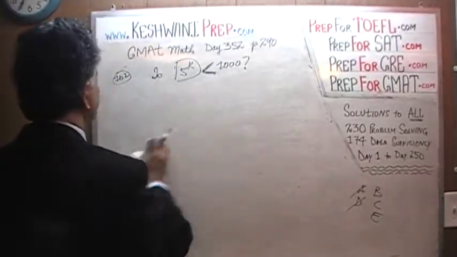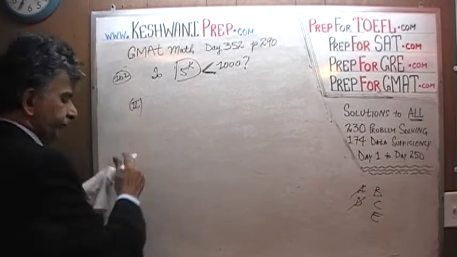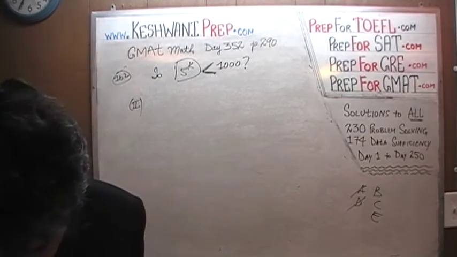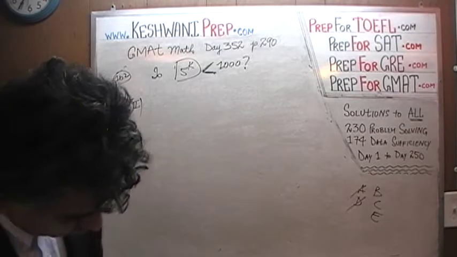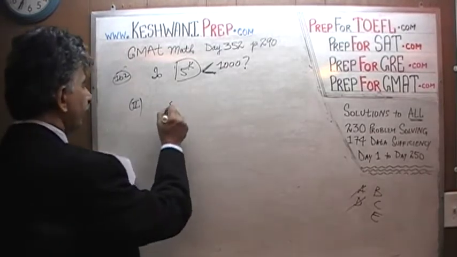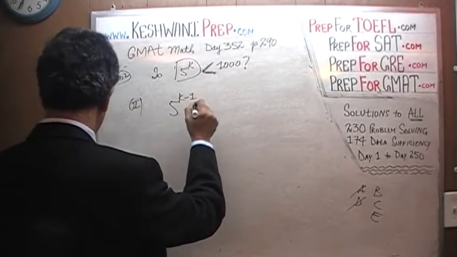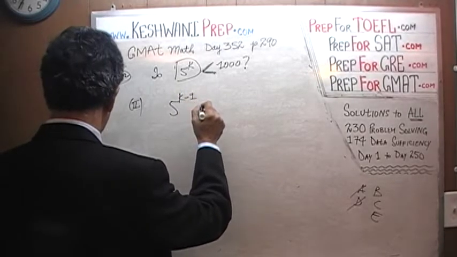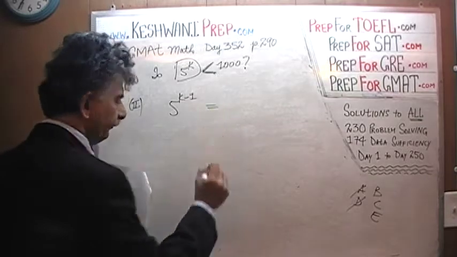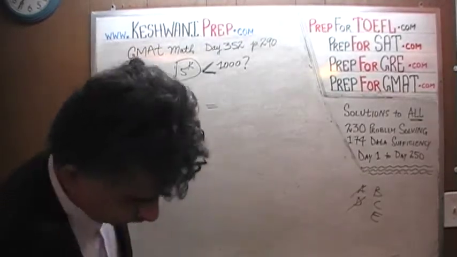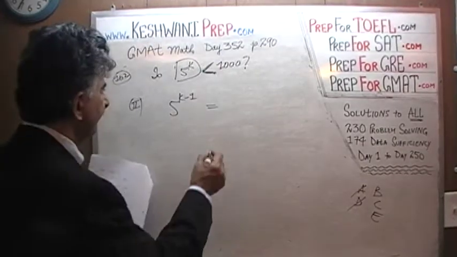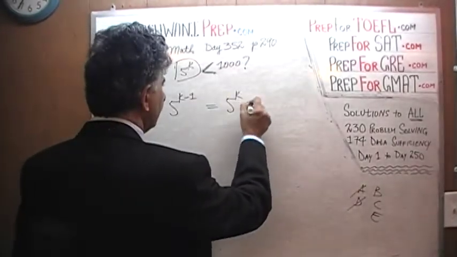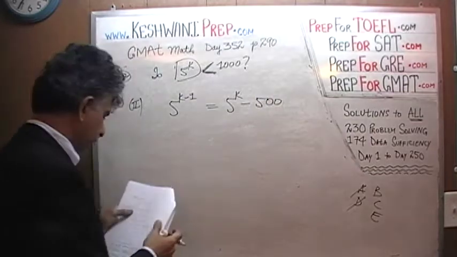What do they have to tell us in the second statement? In the second statement, they go on to tell us that 5 raised to k minus 1 is equal to 5k minus 500. Interesting. 5k minus 500. Let's see what we can do with it.